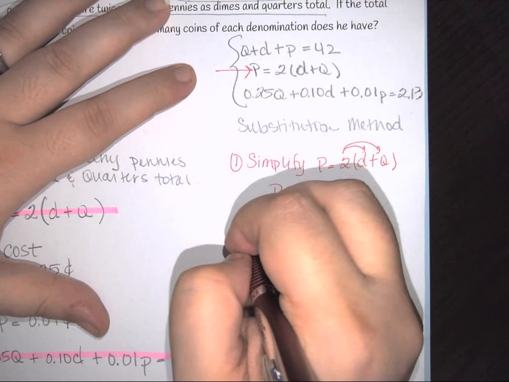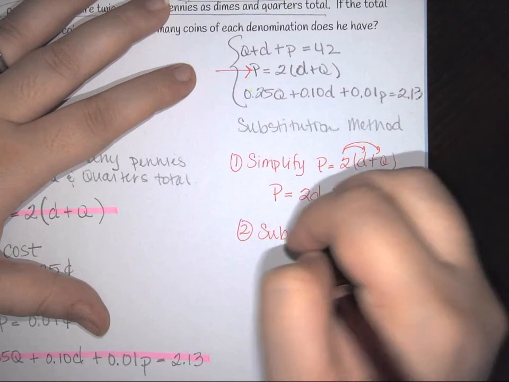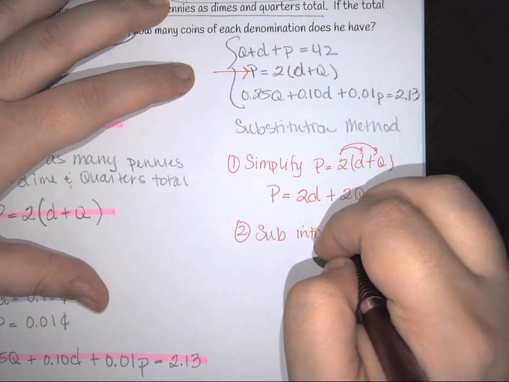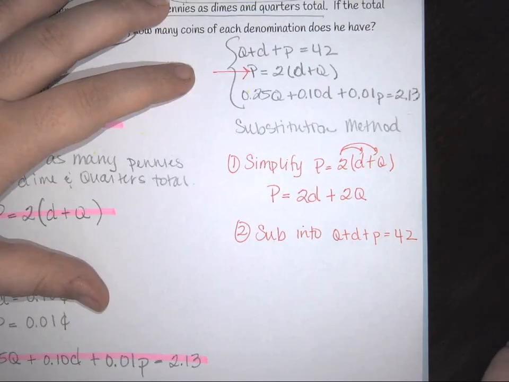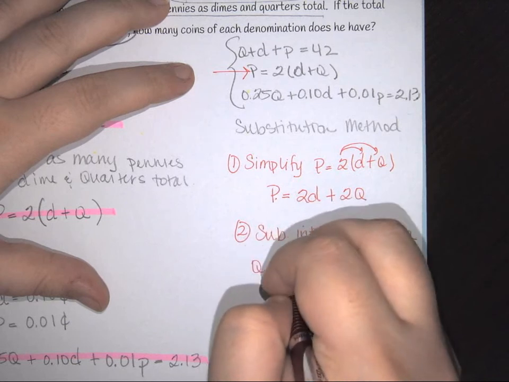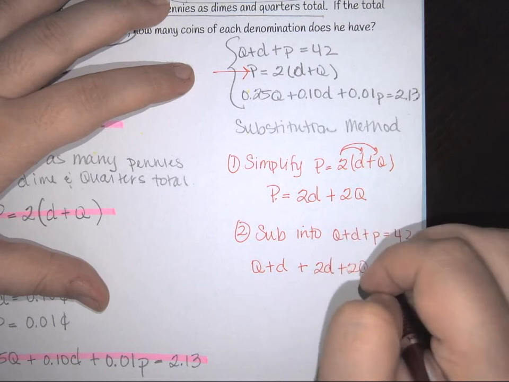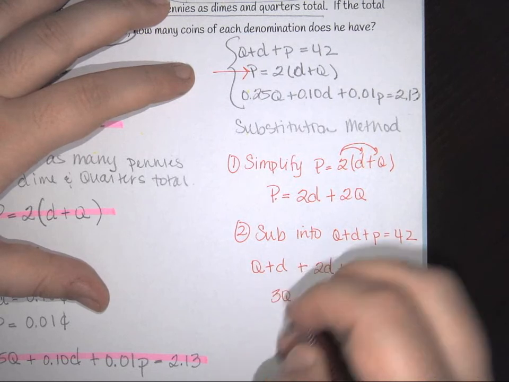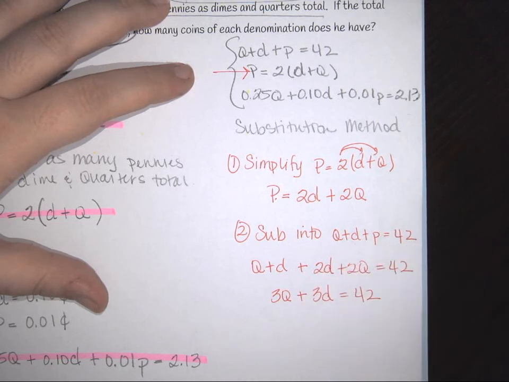Once I do that, I'm going to go ahead and I'm going to substitute into one of my equations. And the first thing I would do is I would substitute it into my top equation. So Q plus D plus P equals the 42 coins. And I've already told you what P equals. So here we're going to get Q plus D plus, and then it is the 2D plus 2Q equals 42. Combine my terms, 3Q plus 3D equals my 42 coins.